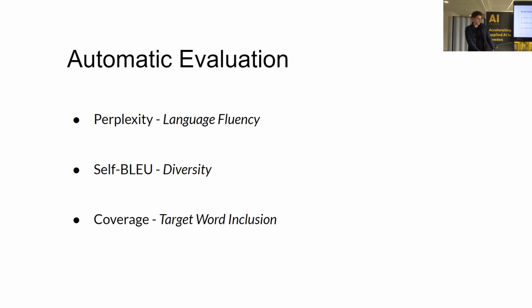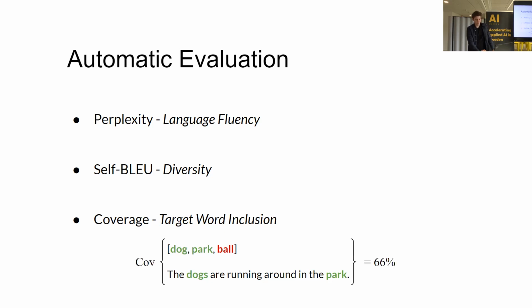And lastly, we have coverage, which is the target word inclusion rate. In this example, we have the target words dog, park, and ball, and the generated text is "the dogs are running around in a park." We can see that 2 out of the 3 words are included here, meaning that the coverage is 66%. And the model's final coverage is then the sample average over all the generated text.